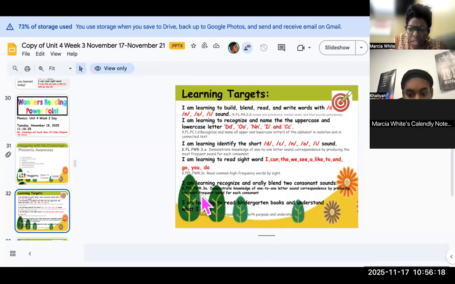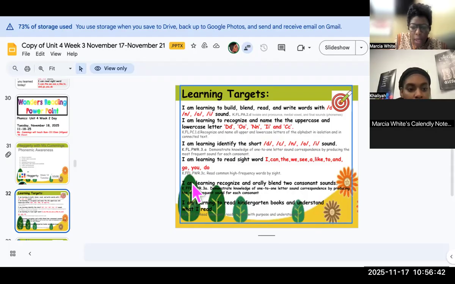So this is when we start working with the S blends, like I was talking about earlier, the st in stop and sp in spoon. And then that last one is the book reading. Okay, my question is regarding the formatting. Is it supposed to be that way, or is it just a matter of the way it transferred?